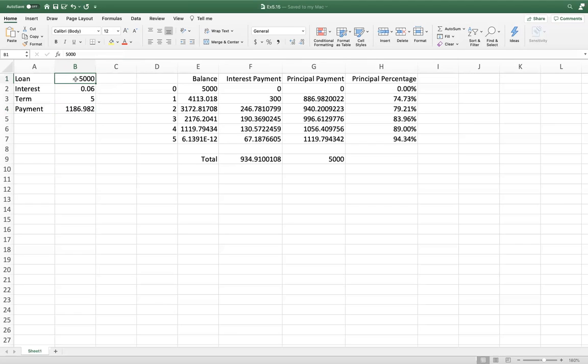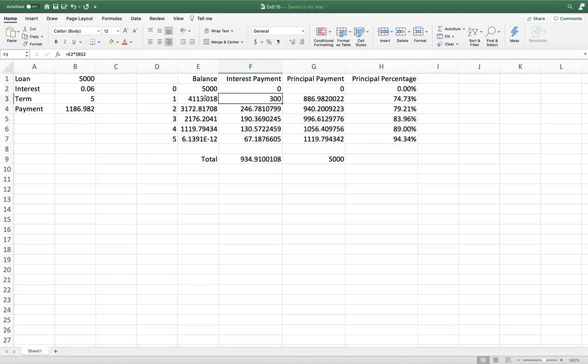So I typed in this 5,000, this 6%, and this 5. I used those three numbers to calculate this payment, okay? Now here is what's really important. We have three important columns: balance, interest payment, and principal payment. Basically, if you add those two, they will always equal the payment. That's how I calculate the other one.